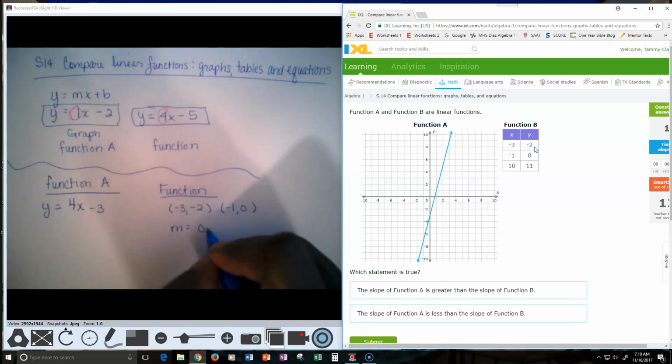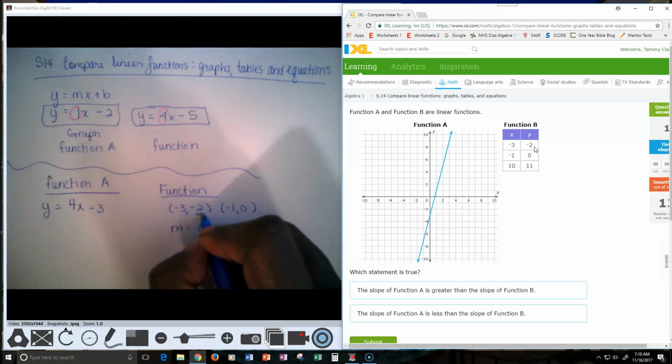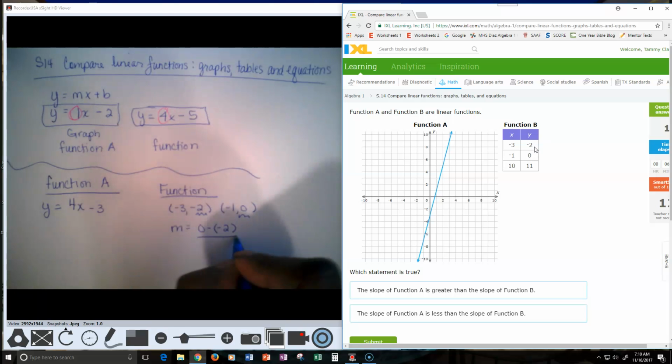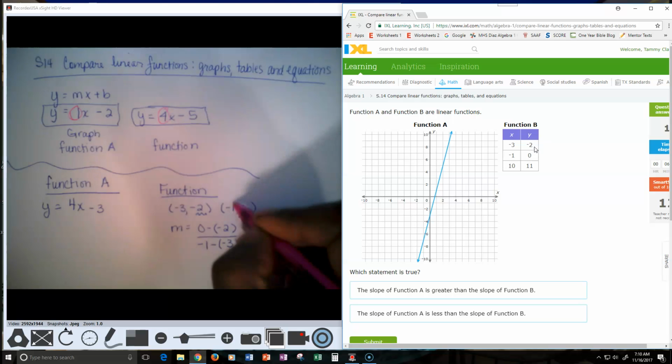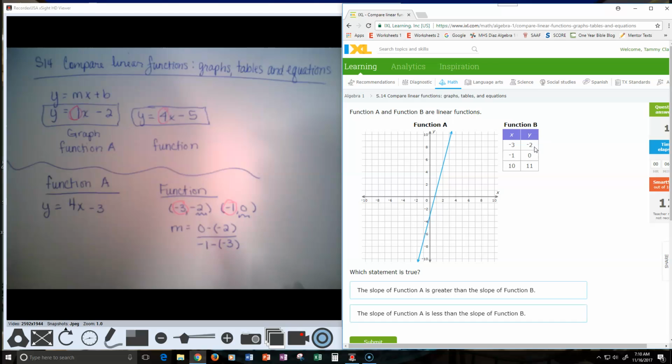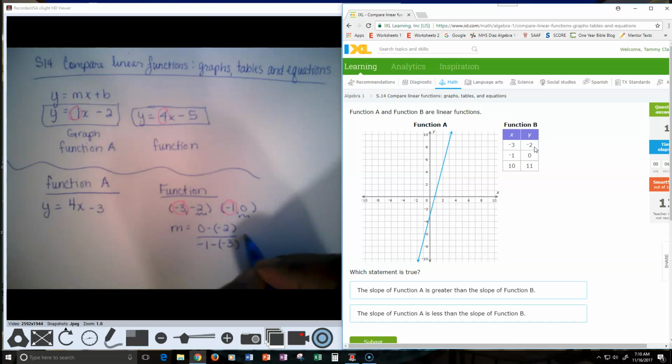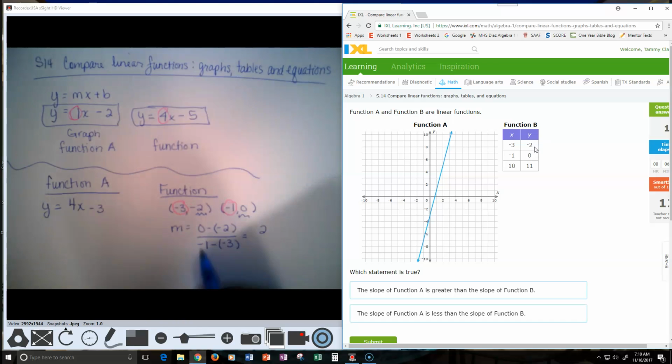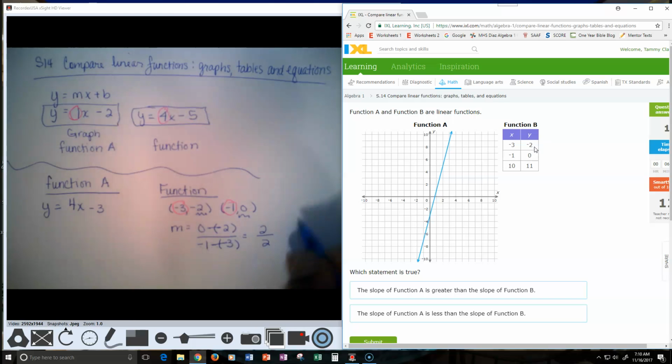So I've got 0 minus -2, over -1 minus -3. So 0 minus -2 is 2. -1 minus -3, so basically I'm adding those. -1 plus 3 is 2. And so my slope is 1.